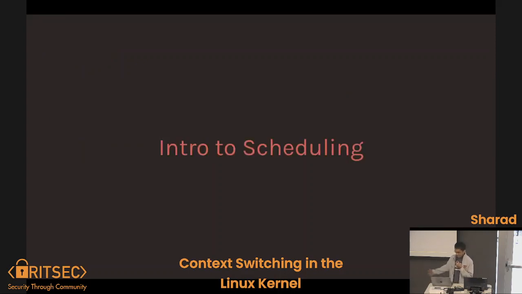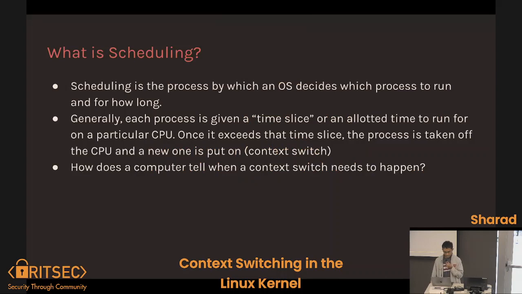Intro to scheduling. Before we actually talk about what a context switch is, we first need to discuss the concept of scheduling. Scheduling is the process by which an OS decides which process to run and for how long. Generally, on a computer, you have your CPU, and each CPU has a bunch of threads on it, which can run concurrent processes. The OS needs to decide which process is using which thread and for how long it's using that particular thread. Typically in scheduling, we have the concept of a time slice. The time slice is how long a process can run on a particular thread. Once the time slice is over, it's kicked off the thread, typically.